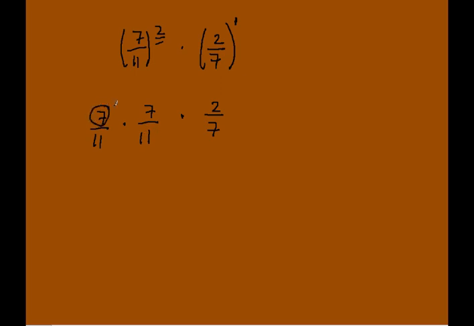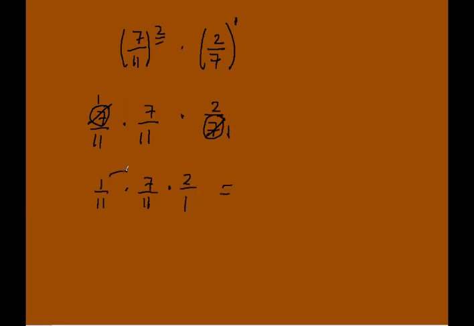Now let's again check if we can simplify. Can I simplify this one with that one? Yes, they're exactly the same numbers. I can divide each one of them by 7. 7 divided by 7 is 1. 7 divided by 7 is 1. Is there anything else I can simplify? Doesn't look like it. So what do we have left? Instead of 7 over 11, I have 1 over 11 times 7 over 11 times 2 over 1. Not 2 over 7 anymore, 2 over 1.